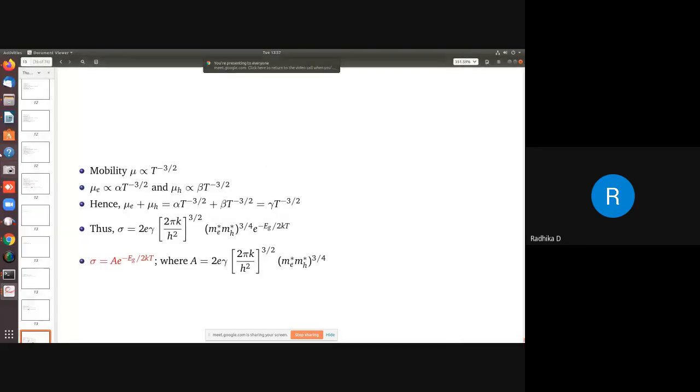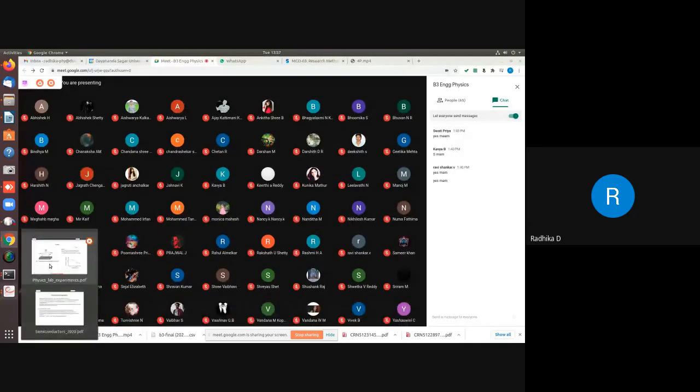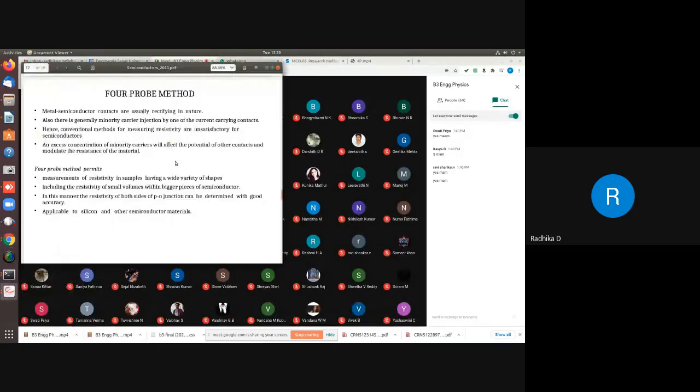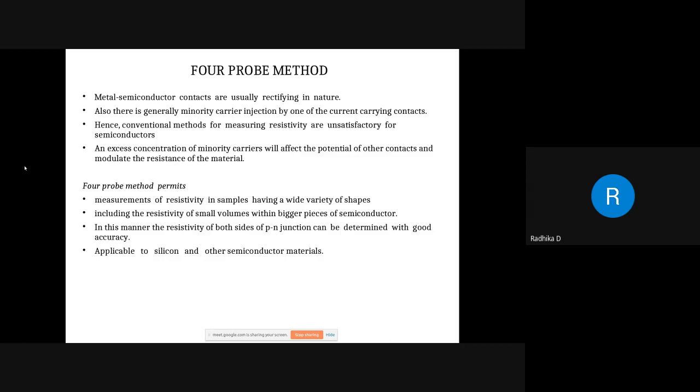Now, moving on to what you are going to do in the lab, that is the 4-probe experiment. So what is this 4-probe experiment? If you look at the figure or circuit diagram given there, you would have seen that there are 4 nib kind of things, 4 pointed probes which are sitting on a surface.